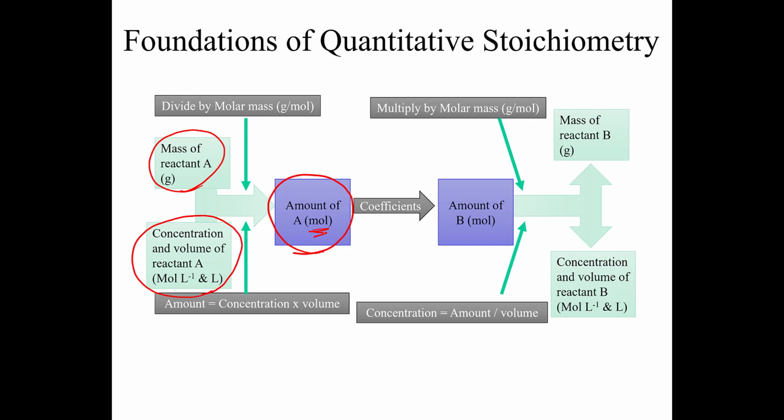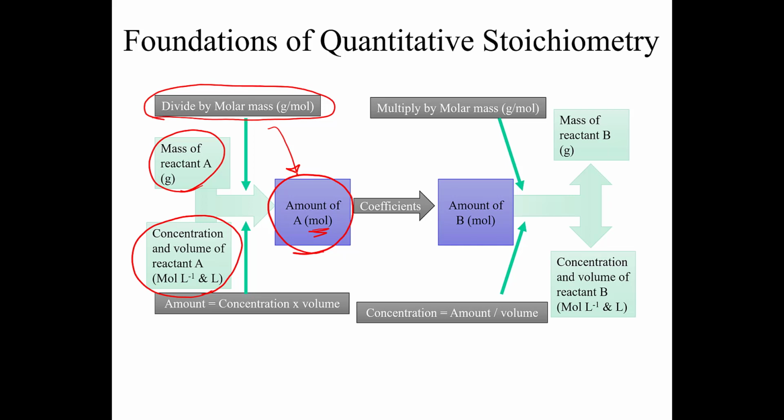Of course, we start with our lab based value of mass. We've measured out the mass on a balance. If we have that mass and we want to get the number of moles, well, we simply divide that mass by the molar mass, and that's going to give us the amount in moles of that particular species.